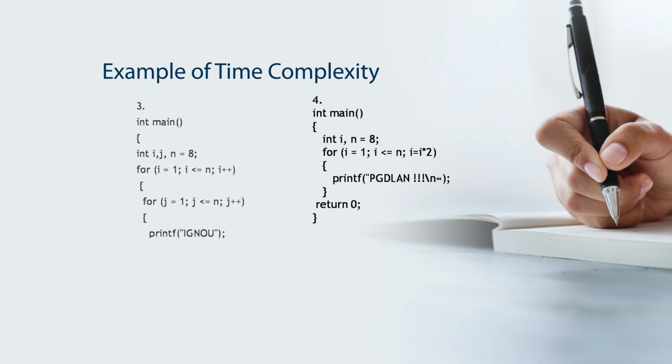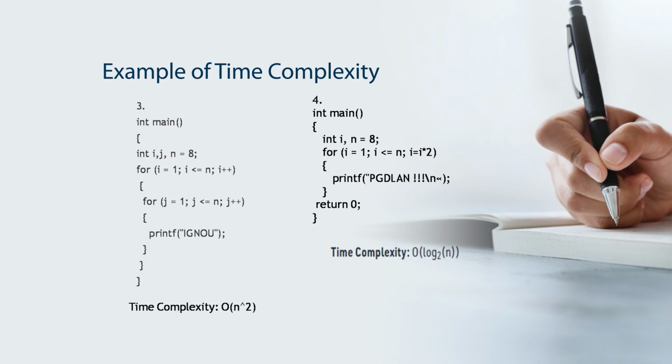In the third example, you can see there is a for loop and within the for loop one more for loop, and here printf is called. So, how many times is it printed? For every iteration of the outer loop of i, there will be n iterations of the inner for loop, and the outer for loop has n iterations. So, n into n, that is n square. So, the time complexity is order of n square.